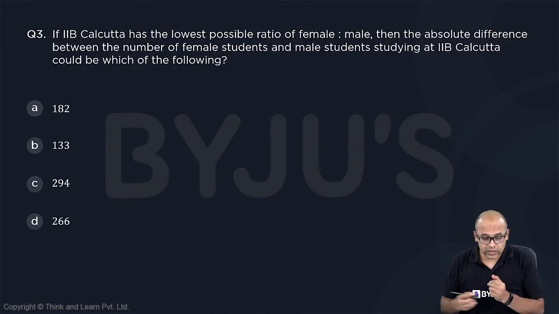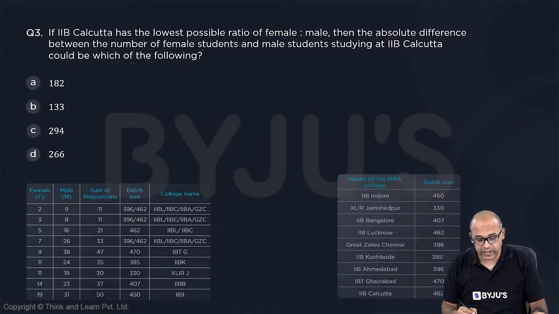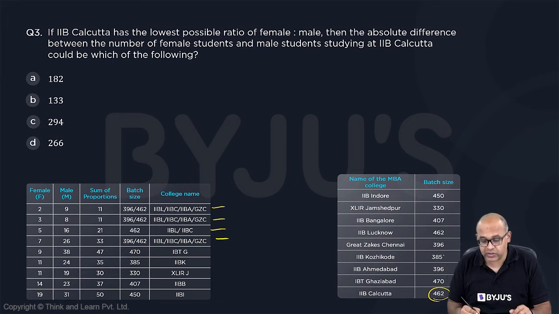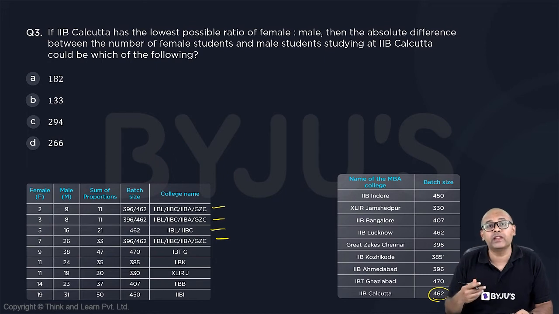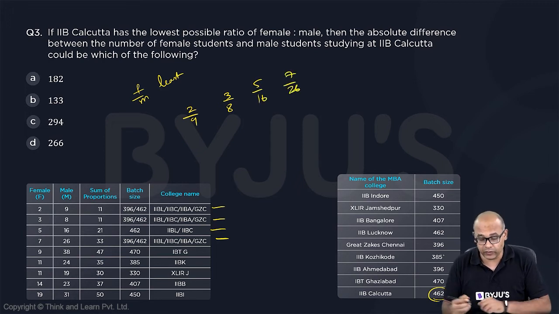Okay. Right. So the third question, basically we're talking about a college, which is IIB Calcutta, with the lowest possible ratio of female to male. Now the issue we face is that we don't know which is Calcutta, but we know that Calcutta had 462 students. Out of the 4 possibilities where Calcutta can exist, we have to pick the least ratio of female by male. You have 2 by 9 for the first, 3 by 8 for the second, 5 by 16 for the third, and 7 by 26 for the fourth.